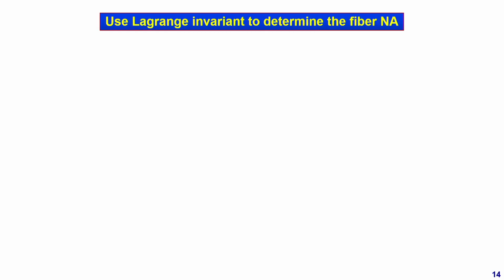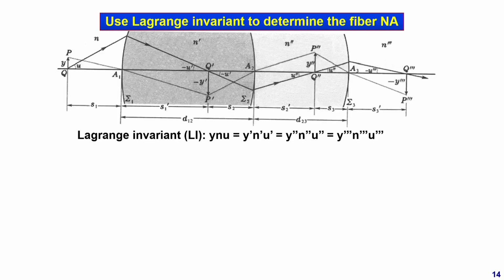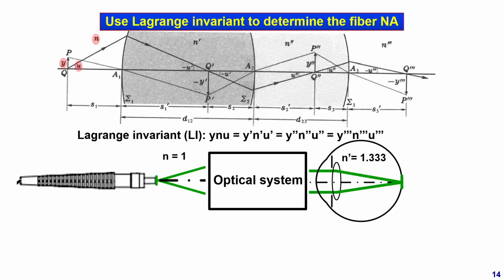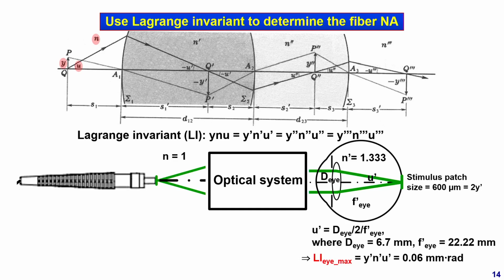We use the Lagrange invariant. The Lagrange invariant is a product of n, y, and u, where y is the object height, n is the refractive index, and u is the ray angle. This product is conserved through the optical system. In our case, the fiber core is imaged onto the retina, and we can treat the optics in between as a black box. The maximum Lagrange invariant supported by the eye is calculated to be 0.06 when the eye is dilated.